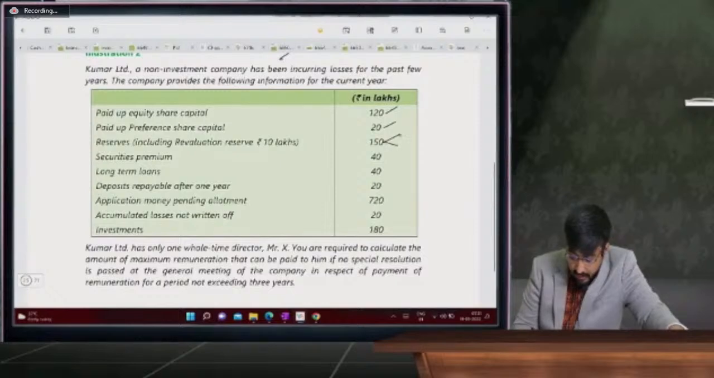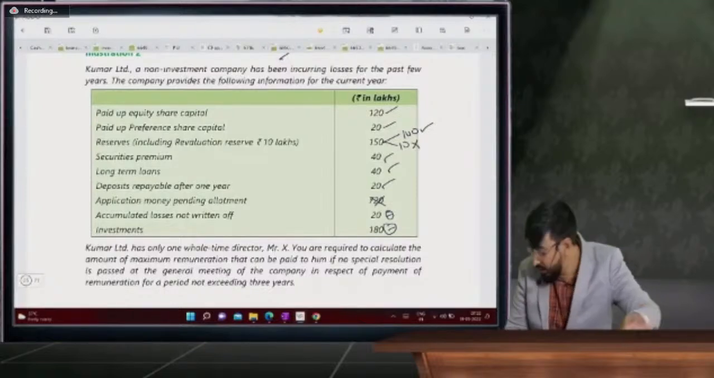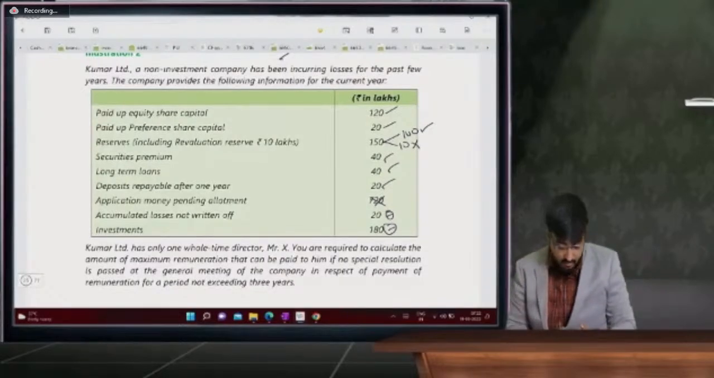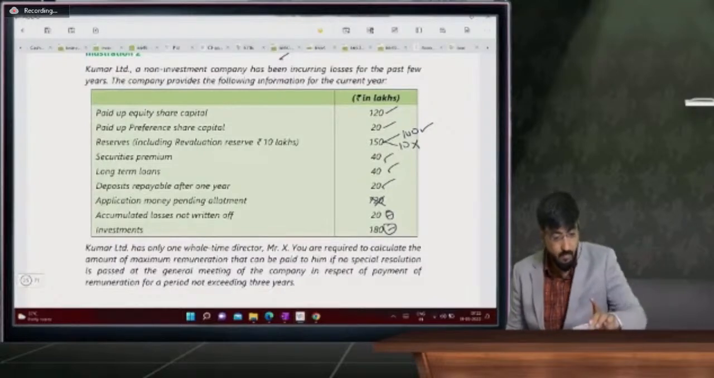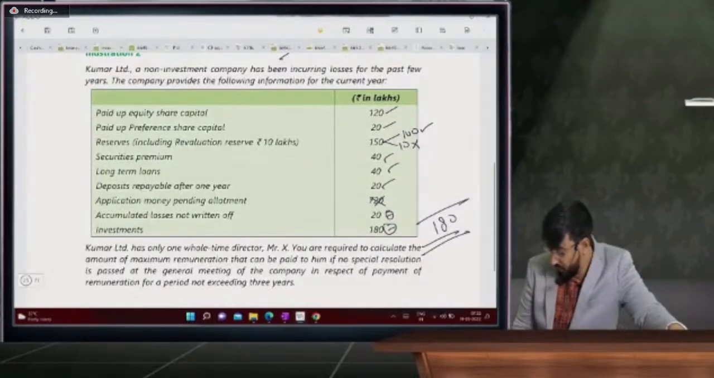Reserves, don't consider 10. Consider only 140. Securities premium consider. Long-term loan consider. Deposits consider. Application money not consider. Accumulated losses minus, and if it is not an investment company this will be minus. So what is the answer, beta? What is the answer? Tell me in the comment section.